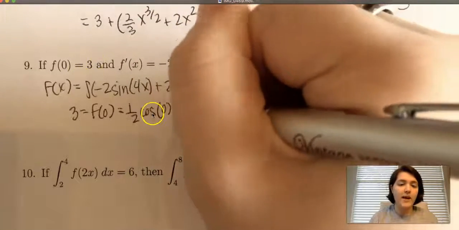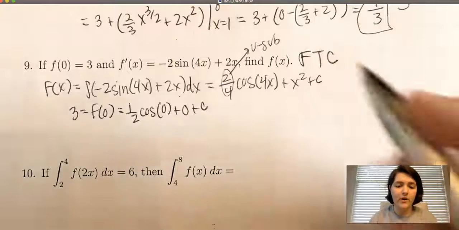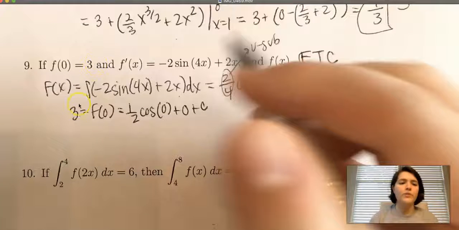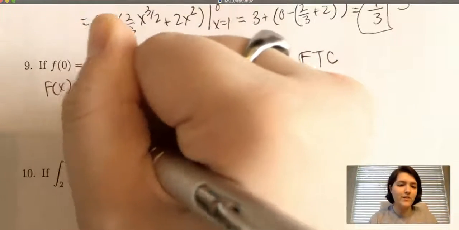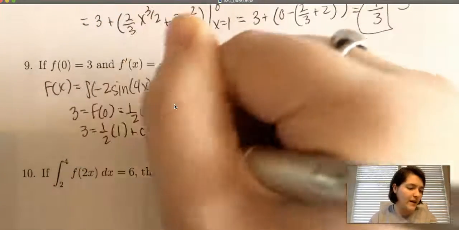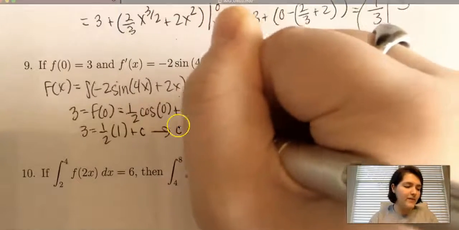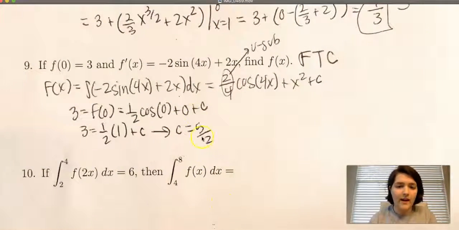And then here we are. This is how we're going to find our c. So we're using our given here. We're doing 3 equals f of 0. And then we're using the function that we just got, where we changed 2/4 to 1/2. And we're plugging in. So we did f of 0 equals the 1/2 cosine of 4x plus x squared. And then we're doing our plus c. And then we're using 3. So 3 equals 1/2 times 1 because the cosine of 0 is 1. And then 0 squared is 0 plus c. And then here we get c equals 5/2.